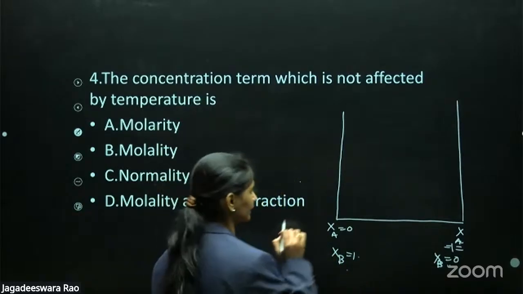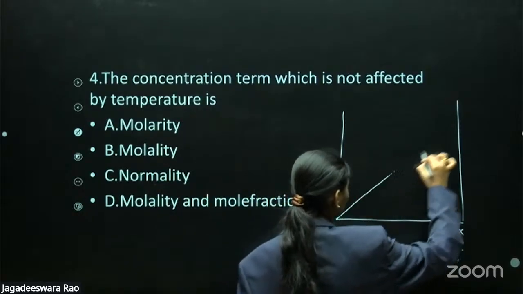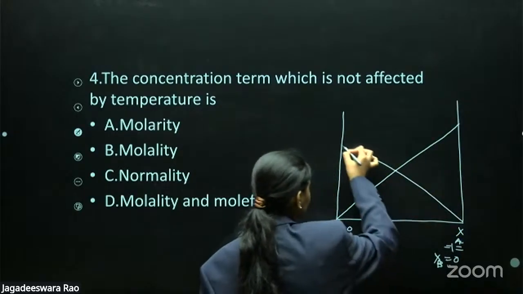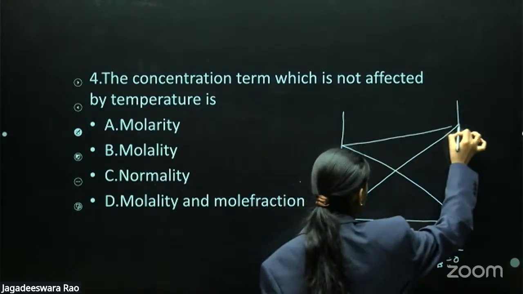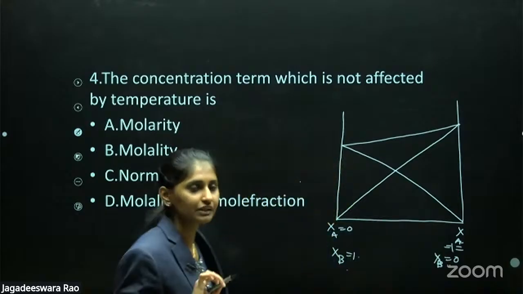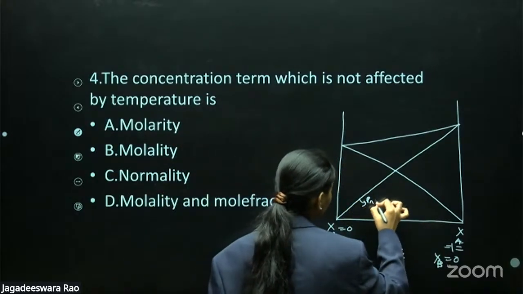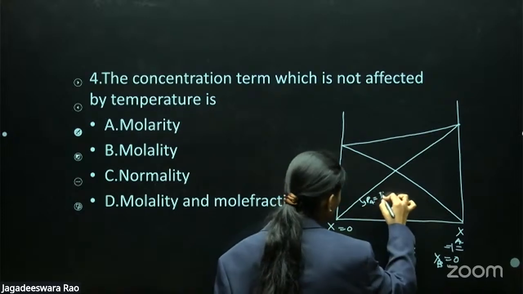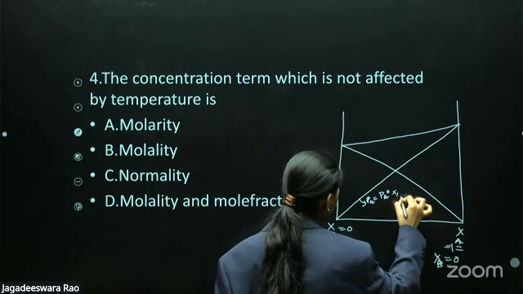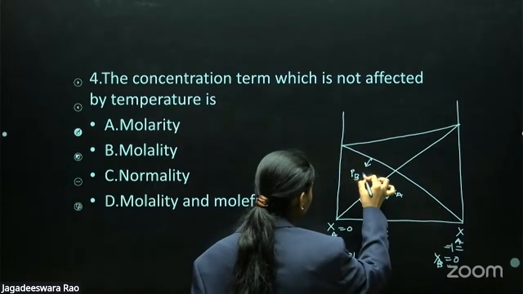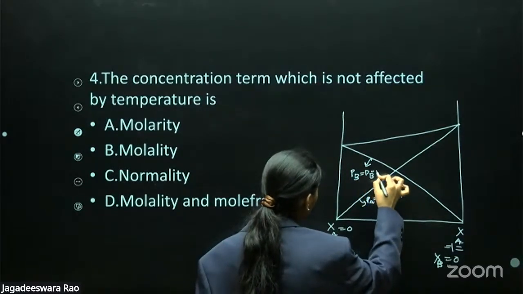When you consider like this, the graph is like this, and here also the graph is like this. When you join both of them, it comes like this. So this graph explains the PA. PA is nothing but PA naught into XA. Then what will this graph explain? PB is equals to PB naught XB.